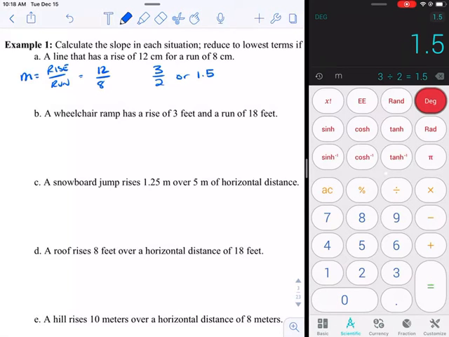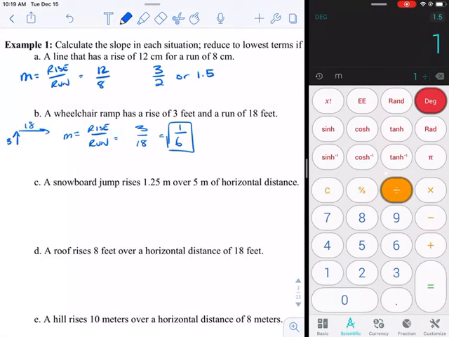That's the slope. A wheelchair ramp has a rise of 3 feet. So it goes up 3, and it goes over 18. So the rise over run is equal to 3 over 18, which reduces to 1 over 6, which you could write as a decimal as 0.16 repeating, but I'll just leave it as 1 over 6.